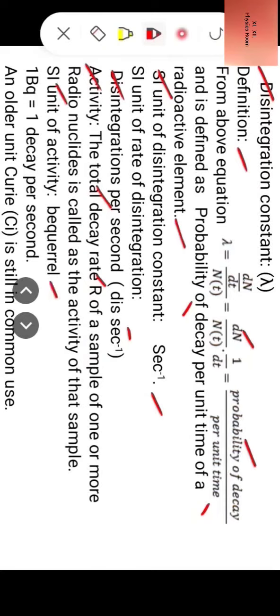1 becquerel is equal to 1 decay per second. An older unit, Curie, Ci, is still in common use. 1 Curie is equal to 3.7 into 10 raised to power 10 disintegrations per second, that is 3.7 into 10 raised to power 4 Rutherfords. 1 millicurie is equal to 3.7 into 10 raised to power 7 disintegrations per second, and 1 microcurie is equal to 3.7 into 10 raised to power 4 disintegrations per second.